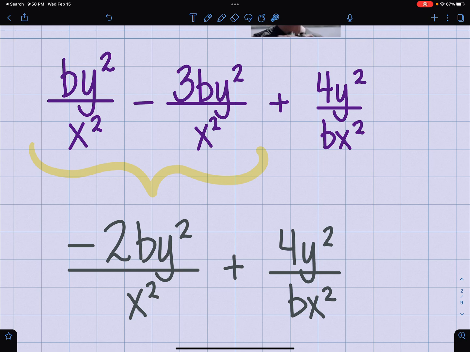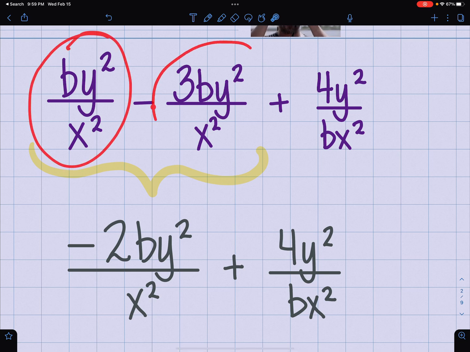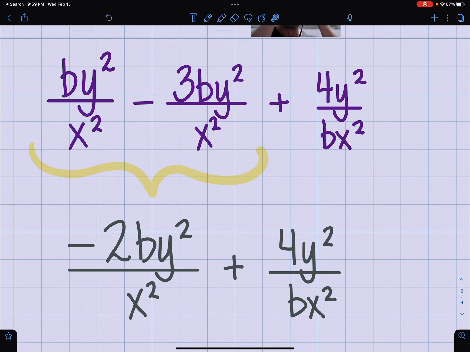So now that I do that, I can see that this term is the same as this term, because you only look at the variables. Forget the 3. Look at the variables. You've got a b, you've got a b, you've got a y squared, you've got a y squared, you've got an x squared, you've got an x squared. They're exactly the same, other than the 3, right? But the 3 doesn't matter. I mean, you could have a 1 right here. You can put a 1 anywhere. It doesn't change anything.